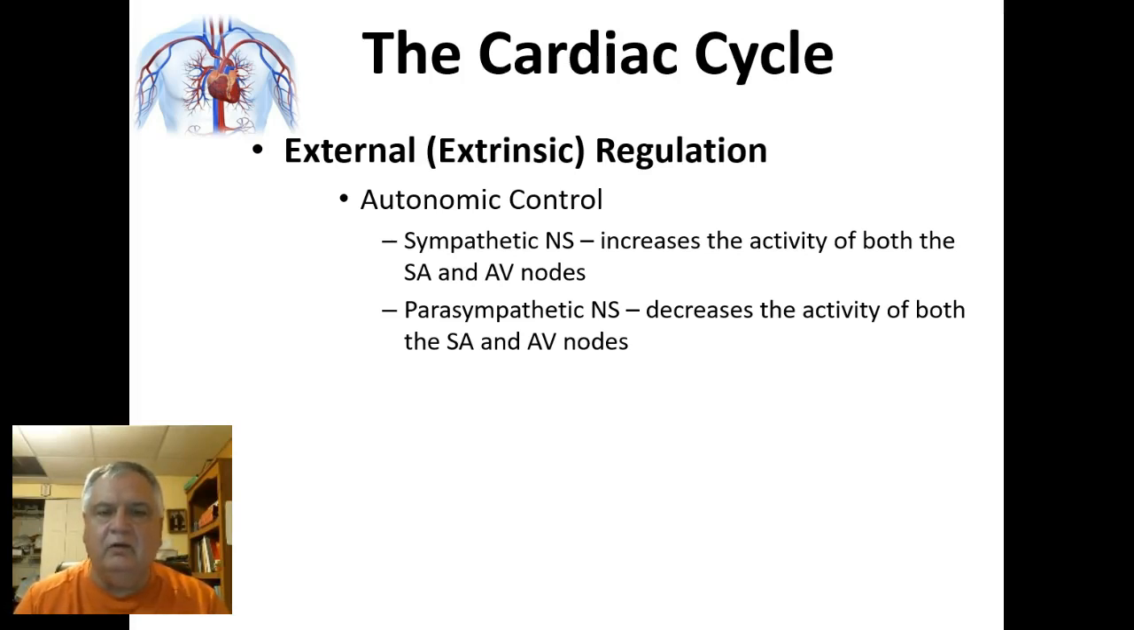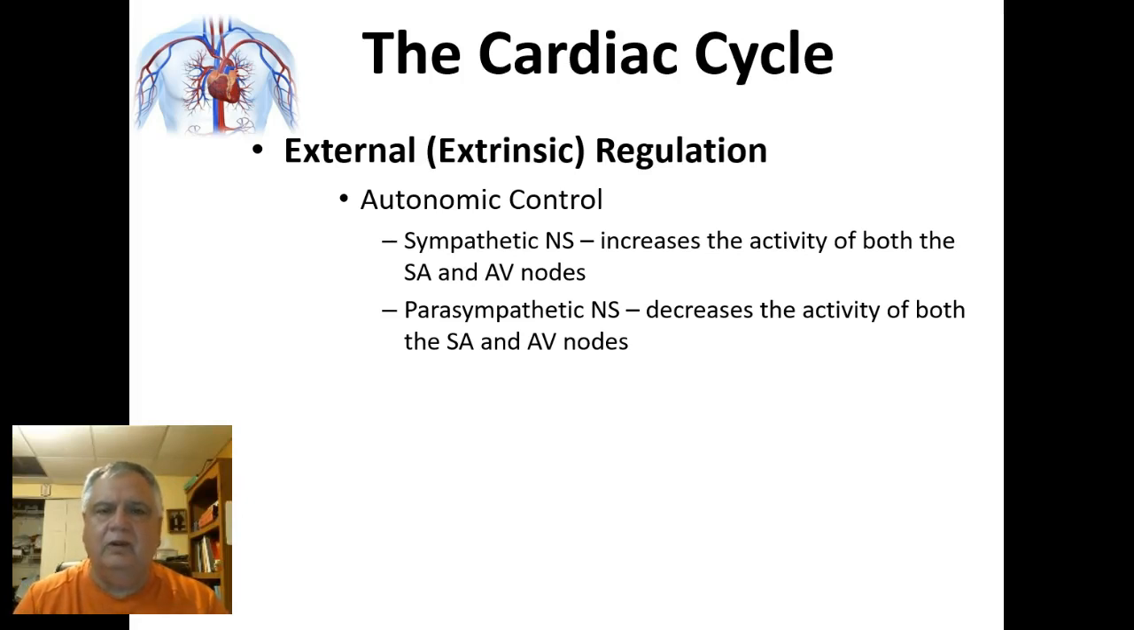So when the sympathetic nervous system signals, the SA node will increase the rate at which it's signaling the chambers to contract, and along with that, the AV node. So what's going to happen? Under sympathetic influence, heartbeat is going to increase, or I guess I should say the heart rate is going to increase. Under parasympathetic control, signaling from the parasympathetic nervous system is actually going to decrease heart rate.